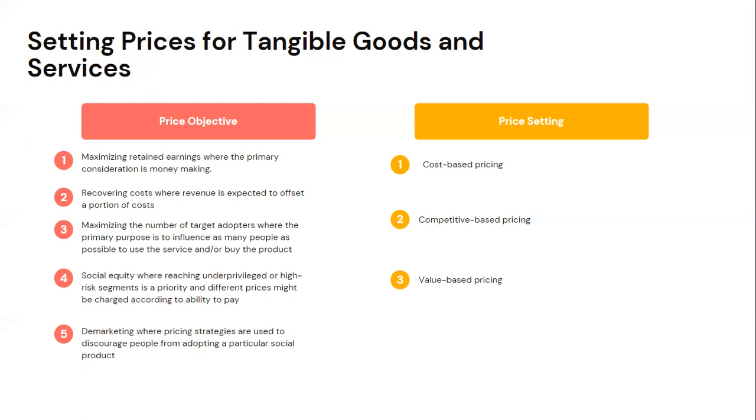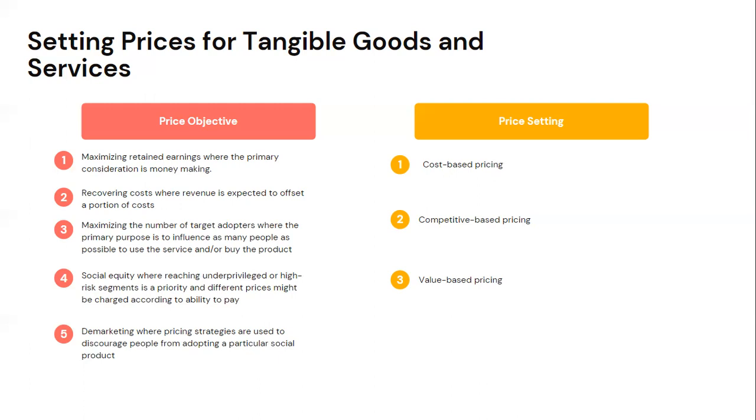We can also use the fourth objective, which is social equity, where reaching underprivileged or high risk segments is a priority, and different prices might be charged according to their ability to pay. So an example is a sliding scale fee for a particular campaign. We can also demarket, where pricing strategies are used to discourage people from adopting a particular social product, say, the sin tax law in the Philippines is a good example.